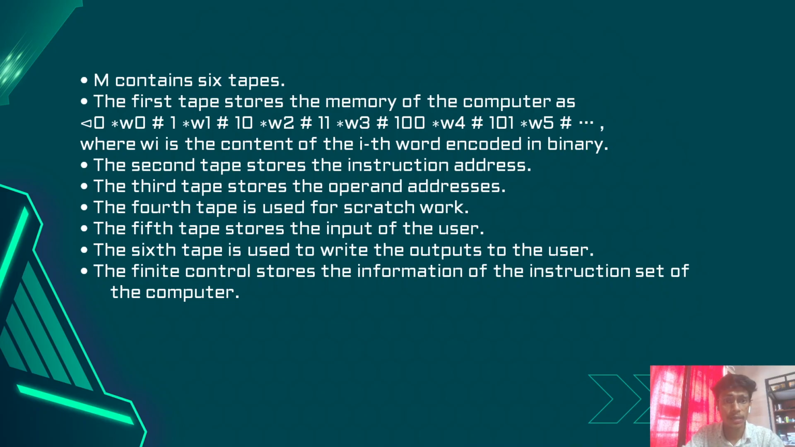There is a second tape that stores the instruction address. The third tape stores the operand address. The fourth tape is used for scratch work, and the fifth tape stores the input of the user. The sixth tape is used to write the output to the user, and the finite control stores the information of the instruction set of the computer.